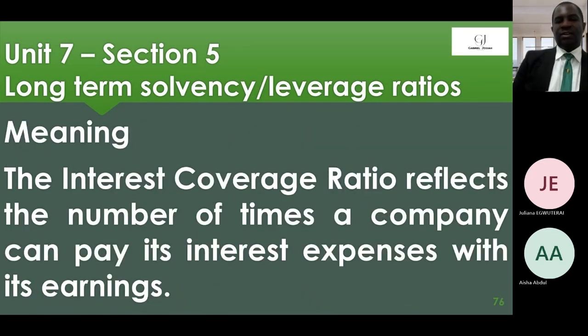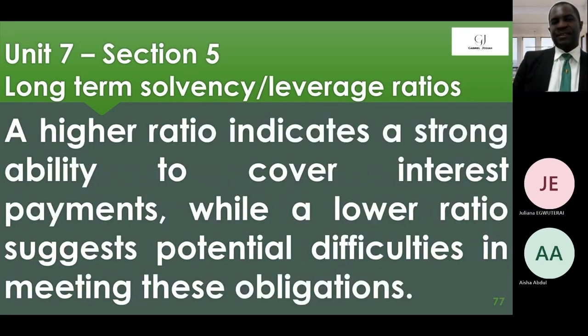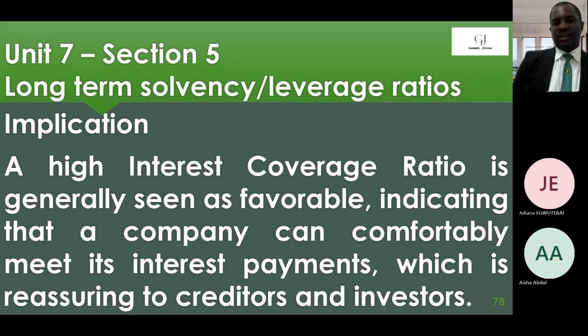And what does it mean? It means the number of times. So you can see the times here. Don't do percentage, don't do ratio. This is 2. So the interest cover looks at how many times the company can pay its interest expense with its earnings. A high ratio indicates strong ability, like Dan Kabir is very strong to cover interest expense, while a lower one, anything less than 1, suggests potential difficulties in meeting these obligations. What's the implication? A higher ratio is generally seen as favorable, indicating that the company can comfortably meet its interest payments or finance cost, which is reassuring to creditors and investors.